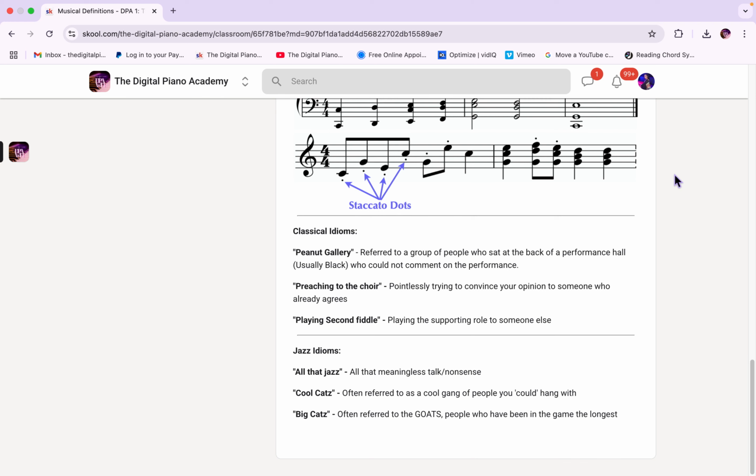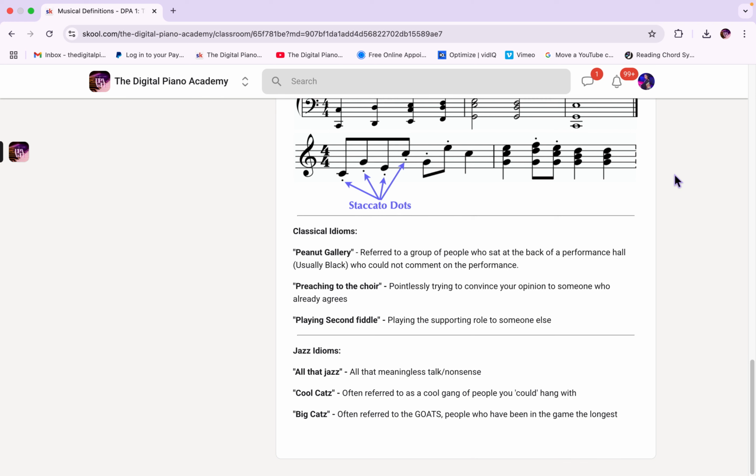Preaching to the choir is kind of like when you're pointlessly trying to convince somebody of your opinion and they probably already agree with you. And then playing second fiddle is usually playing the supporting role of somebody else. And for jazz expressions, you have all that jazz, which can mean all of that meaningless talk or all of that nonsense. You can even have hit the road, like get away or get out of here.